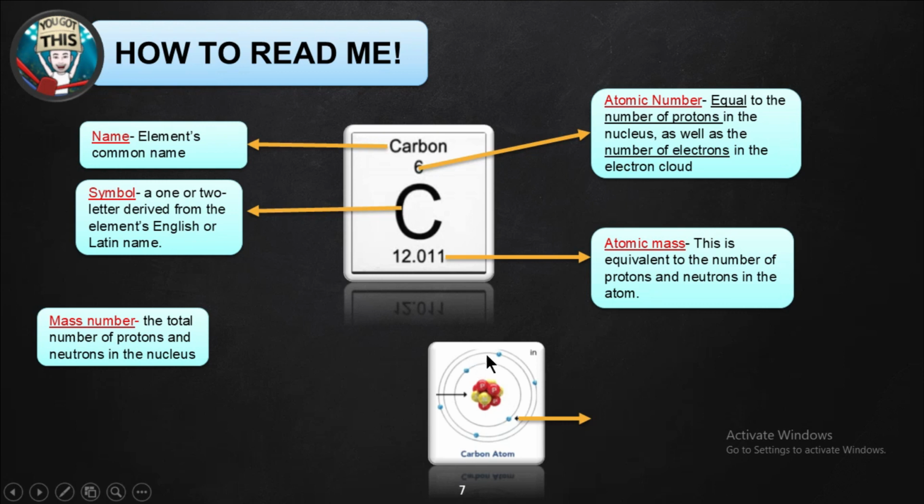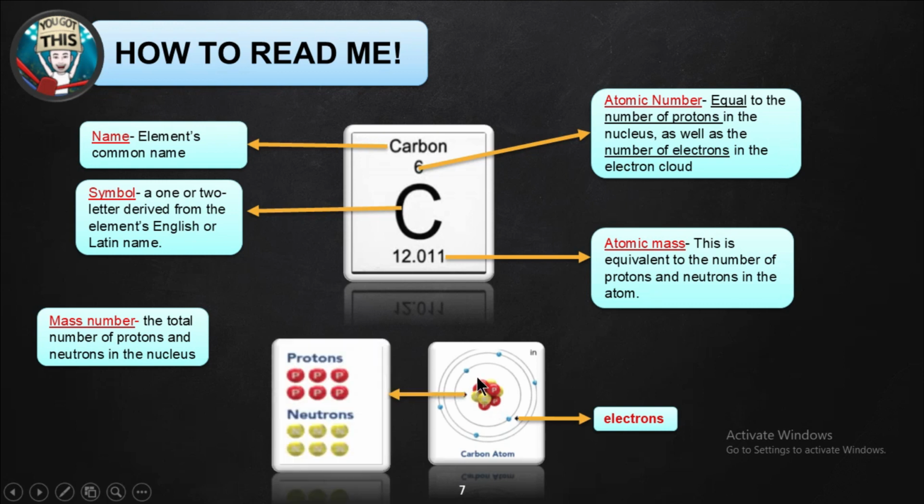So makikita nyo dito yung mga orbitals, ito mga bilog na yan. And then ito yung mga electrons. And then this one is the nucleus. Inside the nucleus are the protons and neutrons. Mapapansin nyo dito, yung number ng protons saka neutrons ay equal lang. Again, this is how you can read the information na makikita nyo dun sa isang element sa periodic table.